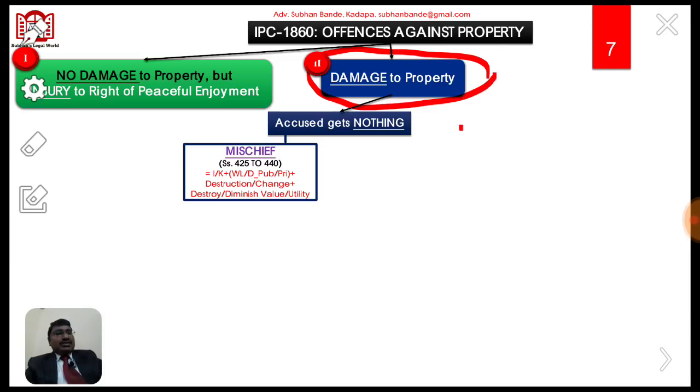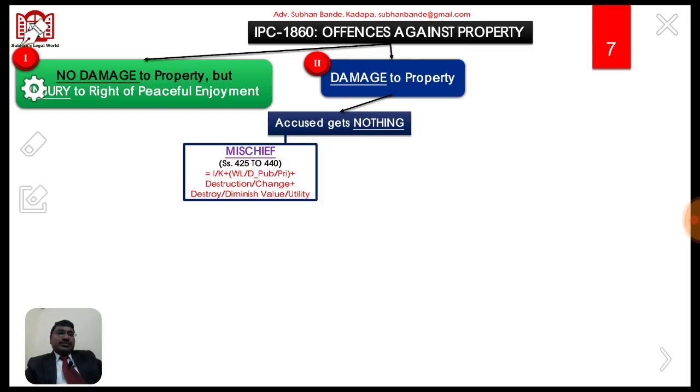the accused causes damage to the property of a particular person, but the accused gets nothing. The property is removed from a particular person, but the accused person who causes damage to the property of another person does not get any such property. He causes damage to the property, but he is not taking away the property of another person. It is the important characteristic feature of mischief.